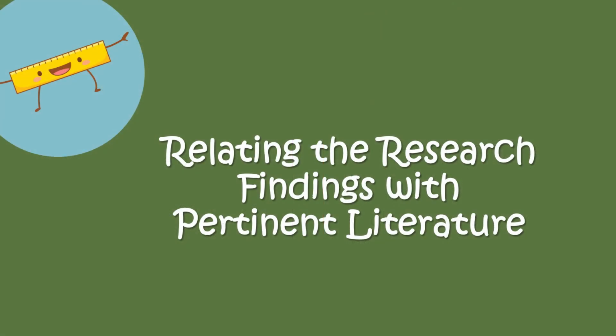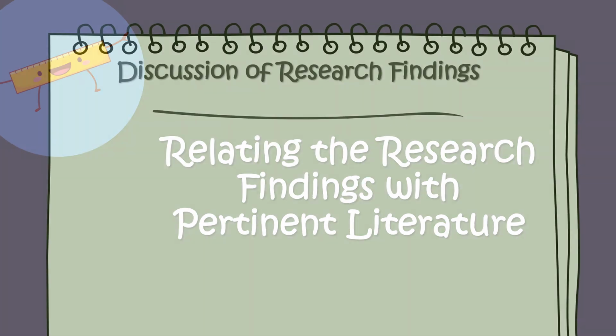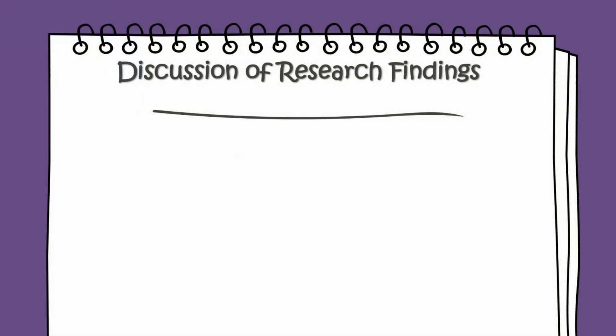Now let's move on to our next topic, which is relating the research findings with pertinent literature. One of the most important aspects of research is situating or comparing your findings not only in relation to your research questions, but also in the context of existing knowledge. Part of your Chapter 4 is the discussion of research findings.